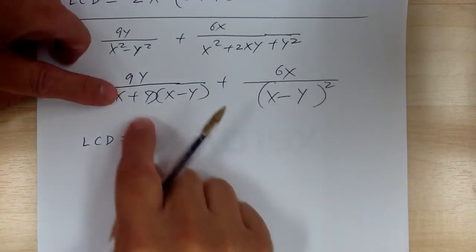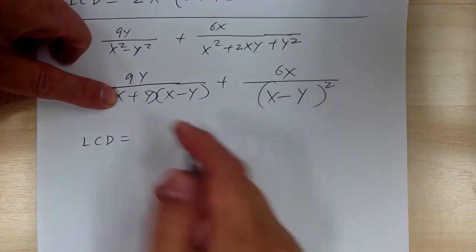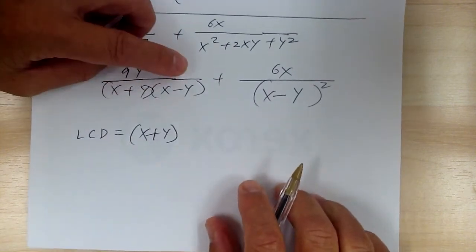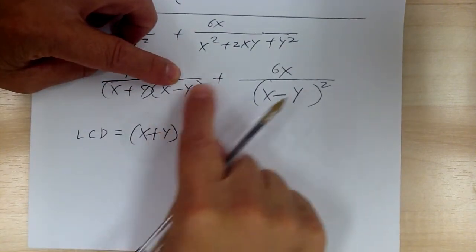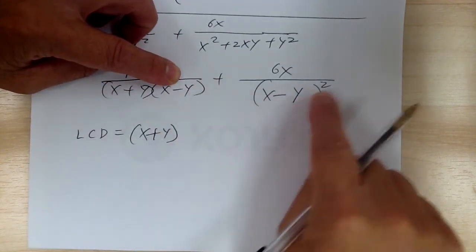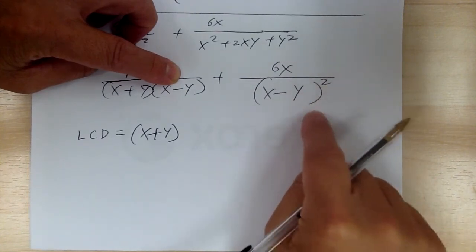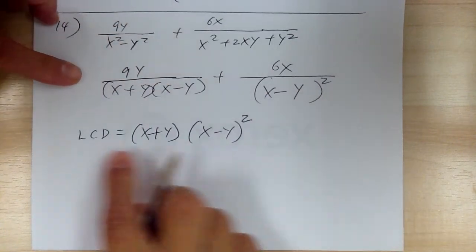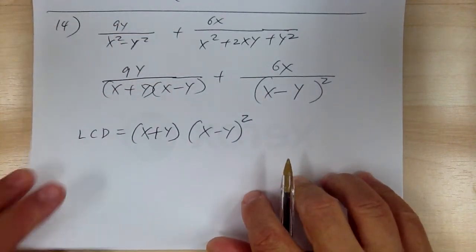So now you go to the groups. You have one of them here, you don't have any over here, you take the highest one. So you got x plus y. Now go to the next item. You got x minus y to the 1 power, but you have x minus y to the 2 power. So this is the higher one, so you have to take the higher one. And so that's your LCD. So that's number 14.